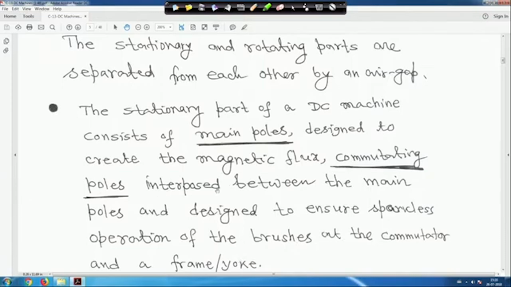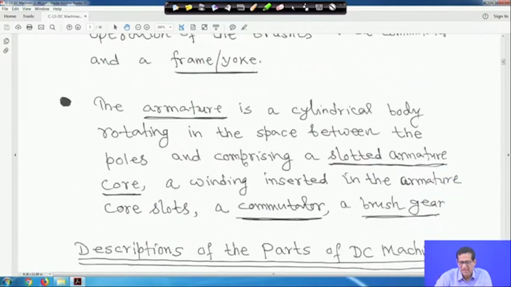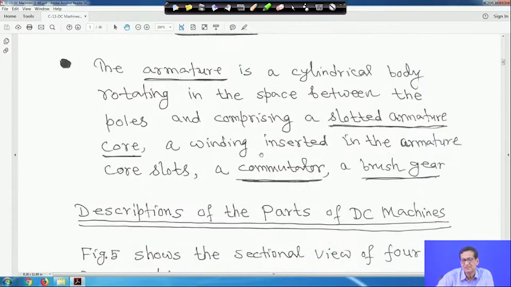About these interpoles, the commutating poles, and other things, we will not study them for this course; you will study them in your second year or third year electrical machine course. Just for the sake of completeness all these things are noted down. The armature is a cylindrical body rotating in the space between the poles and comprising a slotted armature core, a winding inserted in the armature core slots, a commutator, a brass gear. Perhaps you will study all these things in your machine design course also, if it is there.